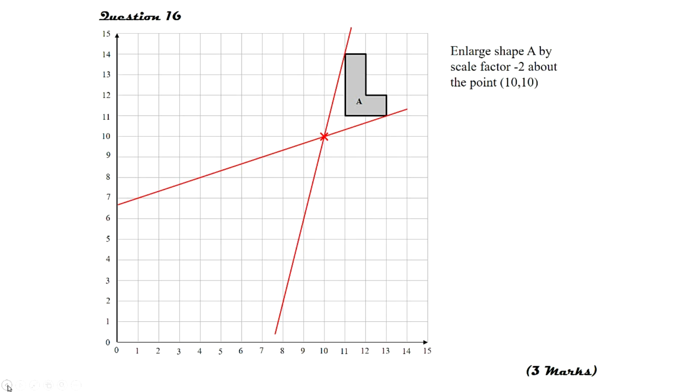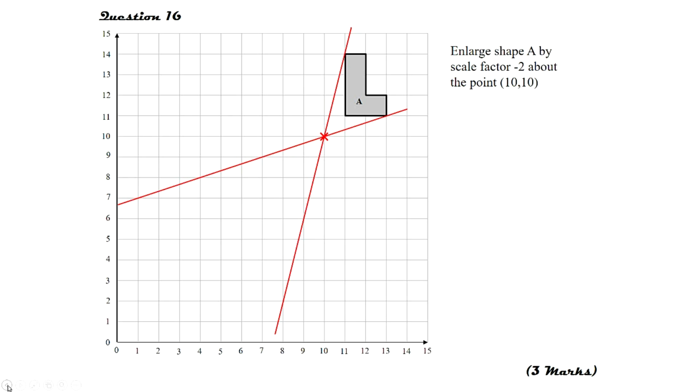Now there's lots of different ways of doing this. My favourite one is to take a point on shape A and count how many up and down movements and left and right movements it takes to get to the centre of enlargement. And then what we're going to do is take those and multiply them by -2, which is going to make them twice as big and reverse the direction.